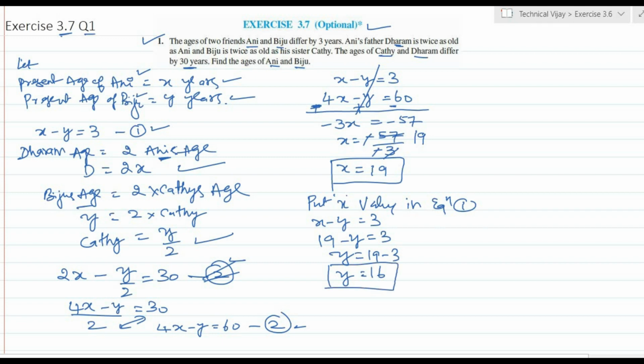So what we have assumed, present age of Ani is equal to x years. So now Ani's present age is equal to x years, means 19 years. Okay, so Biju's present age is equal to 16 years, because y years we have assumed. So this is the answer.